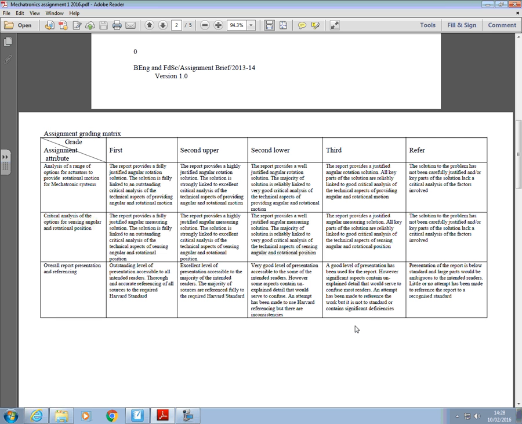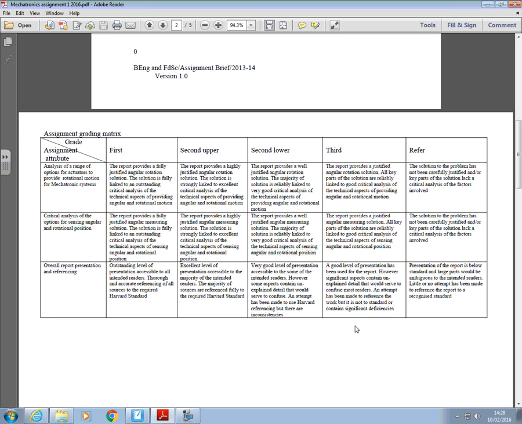The second thing is your critical analysis of the options for sensing angular and rotational position. The report provides a highly justified angular measuring solution. The solution is strongly linked to excellent critical analysis of technical aspects of sensing angular and rotational position. And then lastly, as always, you're assessed on the overall report presentation and referencing. And the focus, though, is on the top 2, the critical analysis. So there's more available for that. The other weighting is lower.